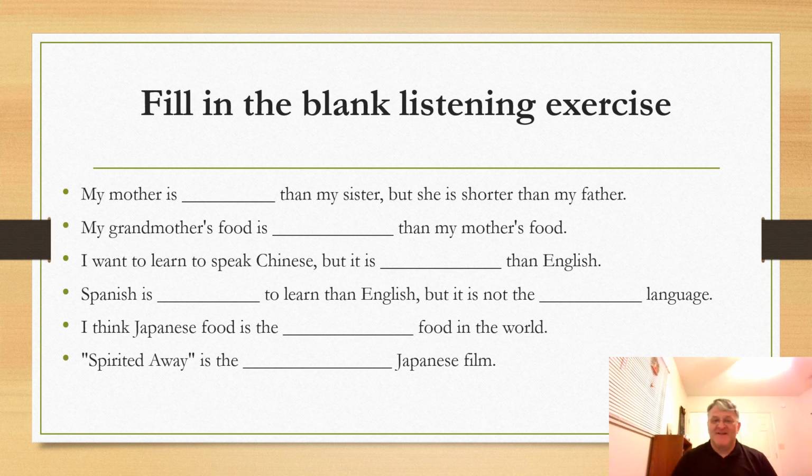Don't tell my mother. I want to learn to speak Japanese, but it is more difficult. I'm so sorry. I want to learn to speak Chinese. I want to learn to speak Japanese too, but I want to learn to speak Chinese, but it is more difficult than English. Spanish is easier to learn than English, but it is not the easiest language. I think Japanese food is the most delicious food in the world. Spirited Away is the most interesting Japanese film. So class, check your answers with your partner and see how you did.